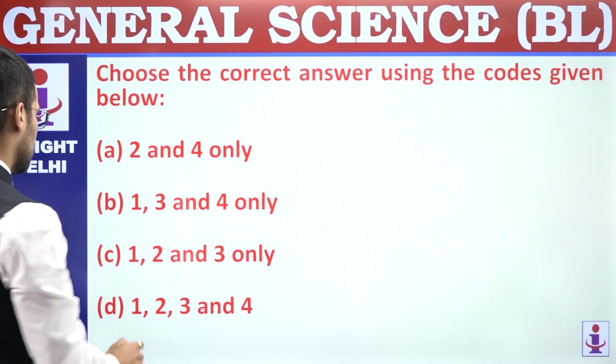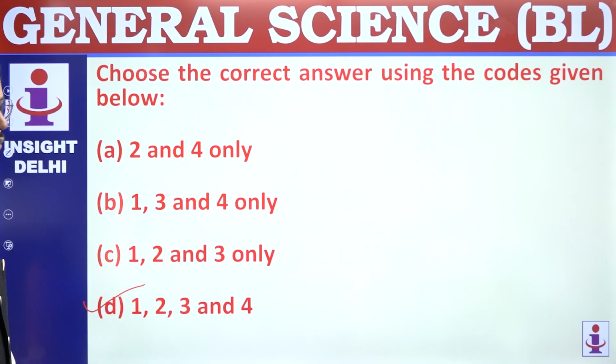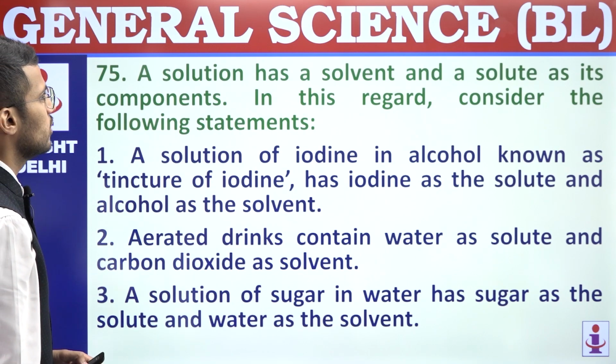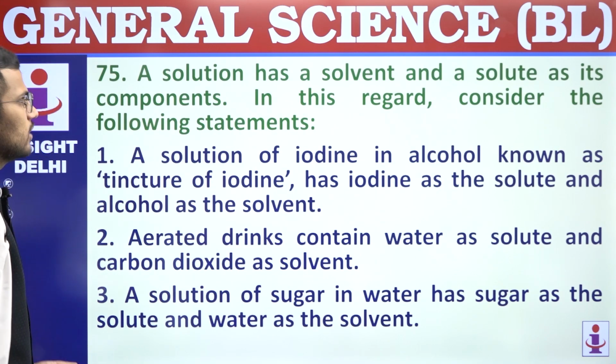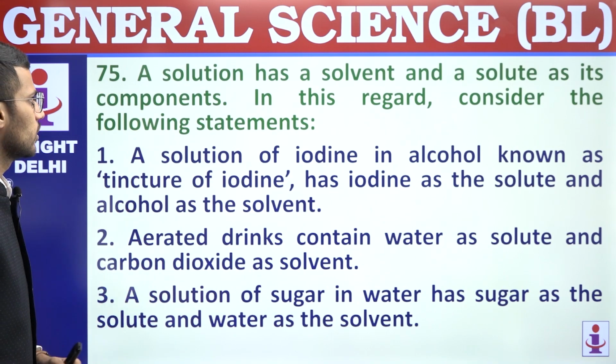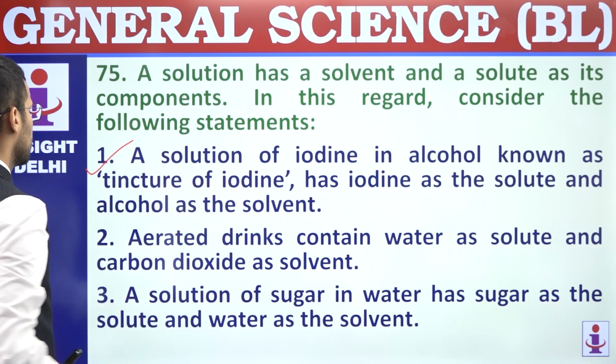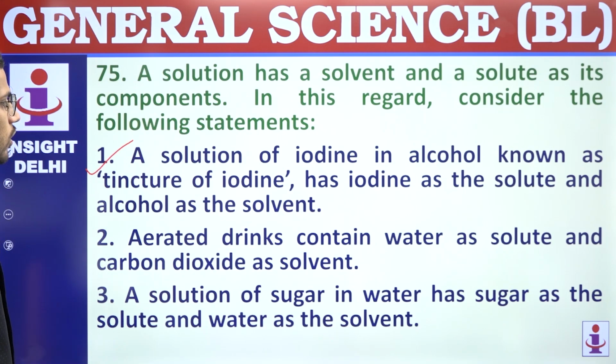So all these are correct, hence answer is D, 1, 2, 3 and 4. Question number 74, answer is D. Next, 75. A solution has a solvent and a solute as its components, right? So any solution consists of solvent and solute. In this regard, consider the following statements. First, a solution of iodine in alcohol, known as tincture of iodine, has iodine as solute and alcohol as solvent, right? So correct statement. Second, aerated drinks contain water as solute and carbon dioxide as solvent.